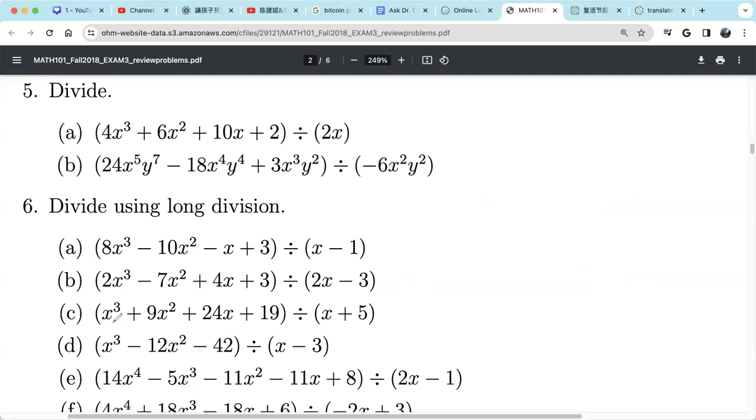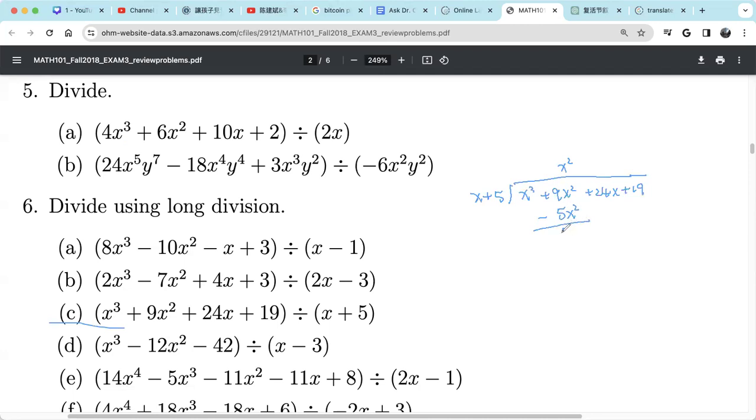Now let's see C. See, the dividend is x cubed plus 9x squared plus 24x plus 19, all divided by the divisor put outside, x plus 5. X cubed divided by x squared. X squared times 5, 5x squared.